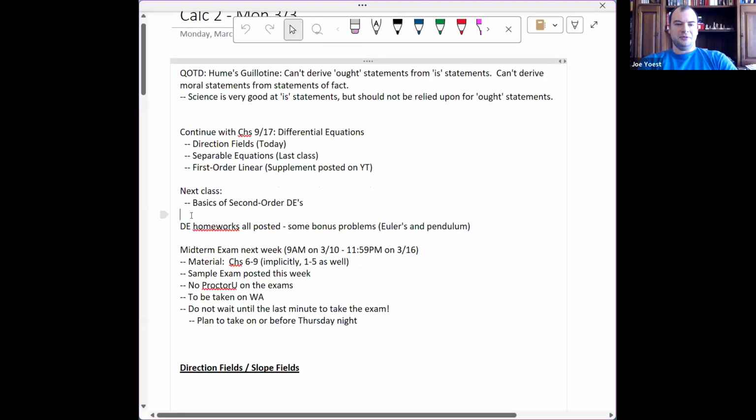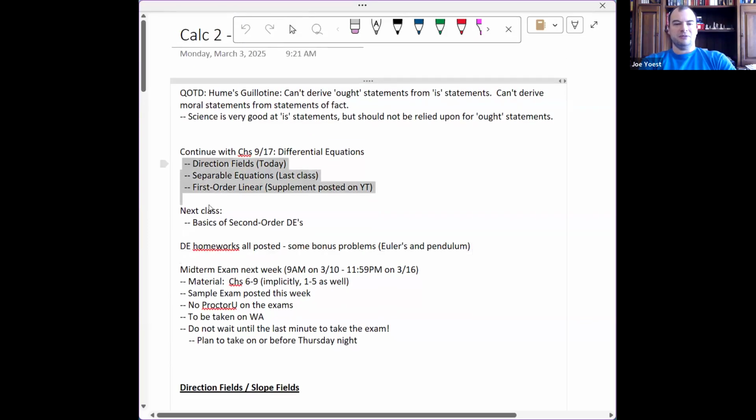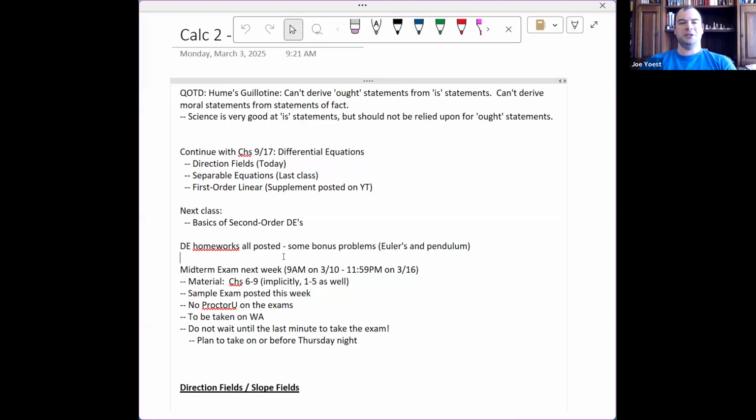Some other administrative notes, lots of stuff to talk about today. All of the differential equations homeworks are posted, so the material from first order as well as some selections from chapter 17. We're of course not covering all of chapter 17, just kind of touching on second order differential equations. There are some bonus problems. So the bonus problems will look like they have a point value of 0, but then when you complete them, you get bonus points added on for the different parts.